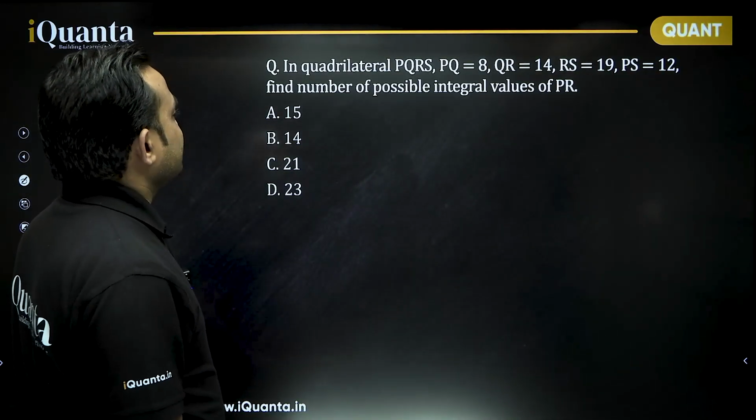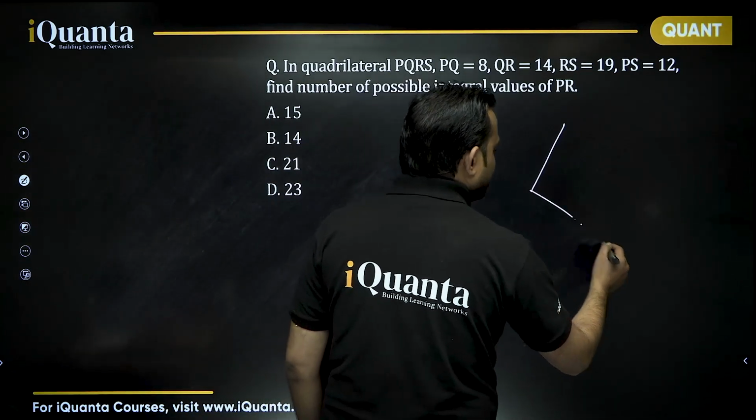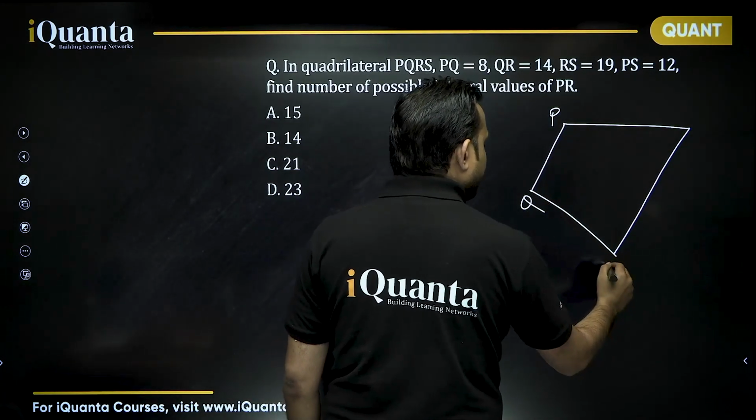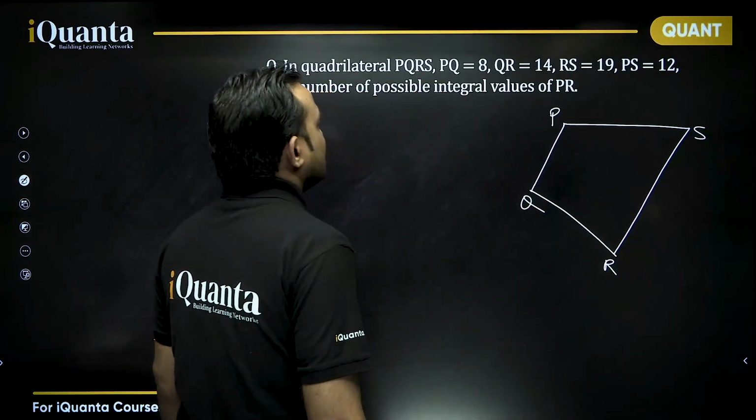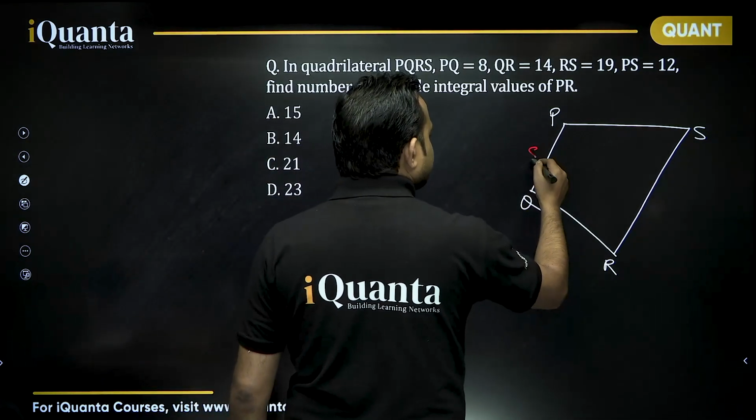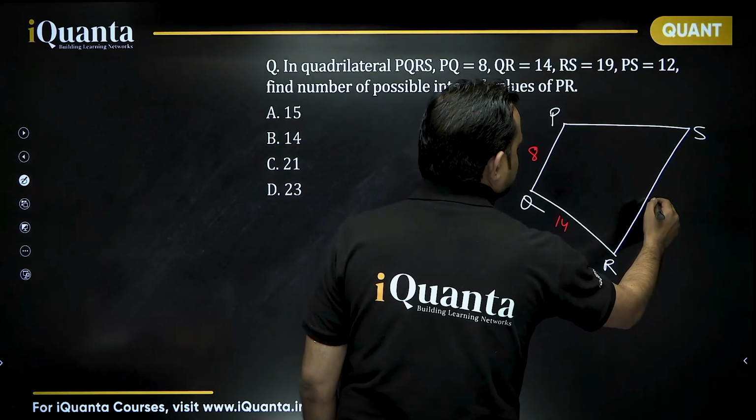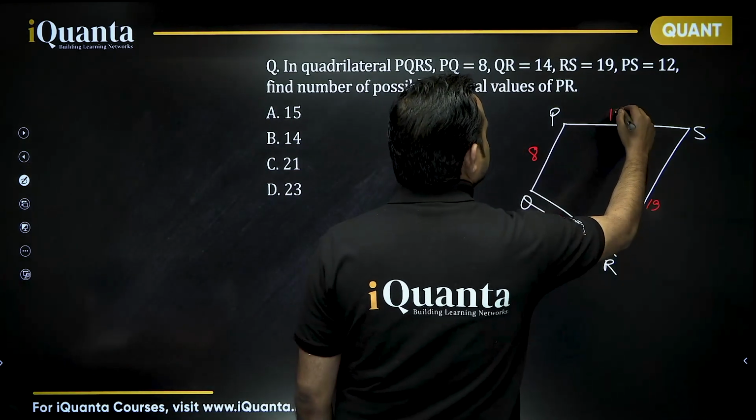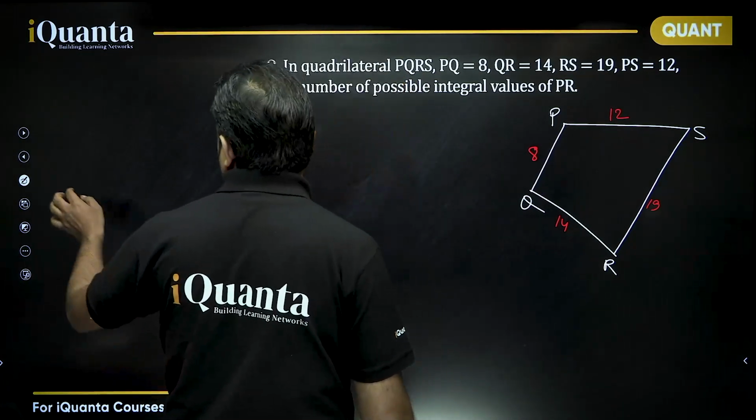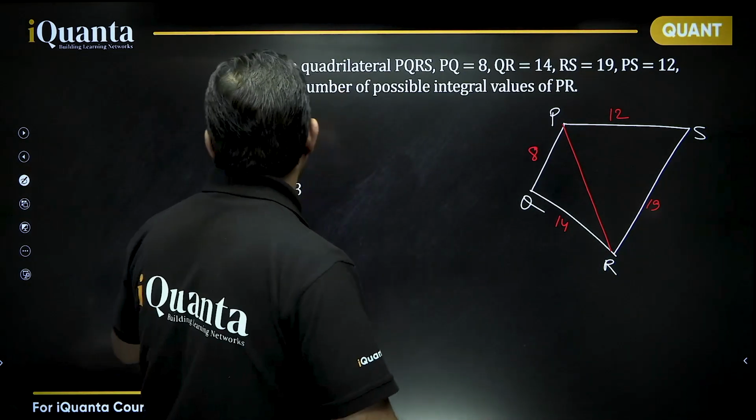Next question, it says in quadrilateral PQRS, PQ is given, which is 8 centimeters. So PQ is 8, QR is 14, RS is 19, and PS is 12. Find the number of possible integral values of PR. So if I join PR, we need to find the number of possible integral values of PR.